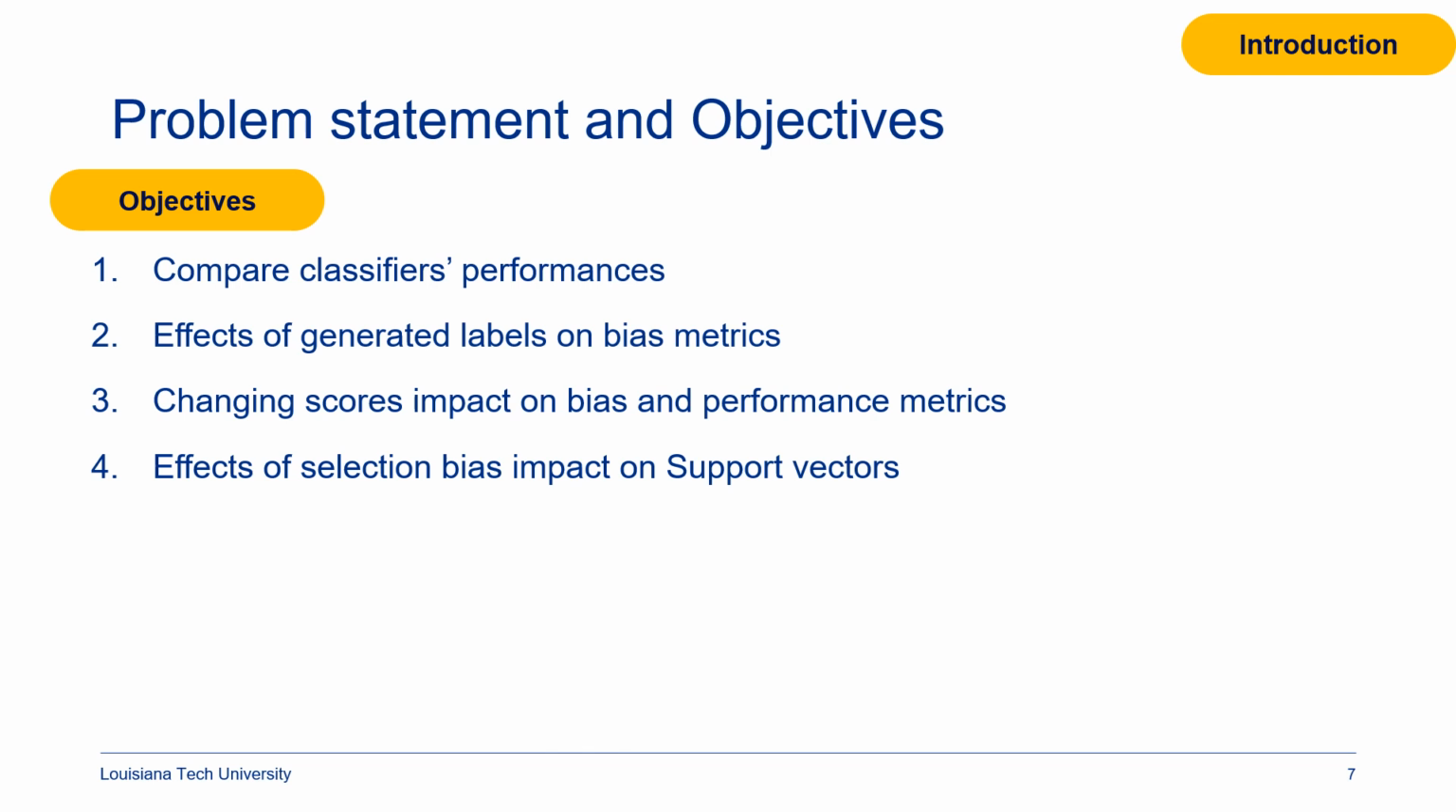Our objectives are to compare the classifiers' performances, that is, between online SVM and adversarial aware online SVM, see the effects of generated labels on bias metrics, see how changing scores impact bias and performance metrics, and see the effects of selection bias on support vectors.